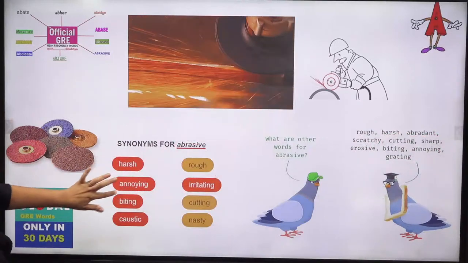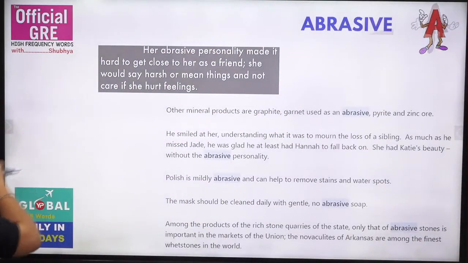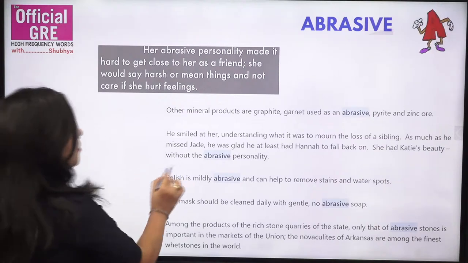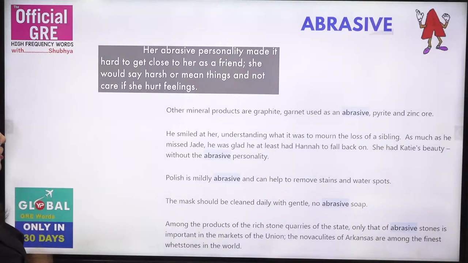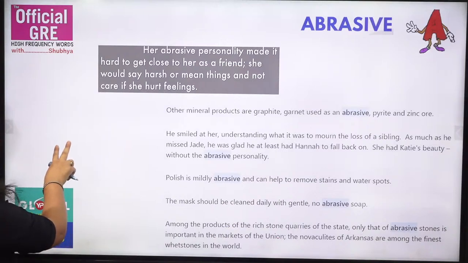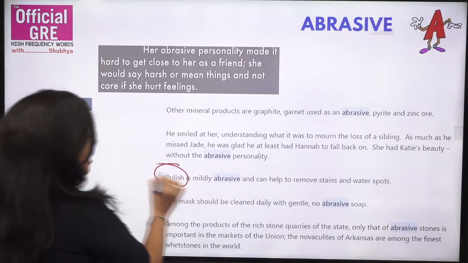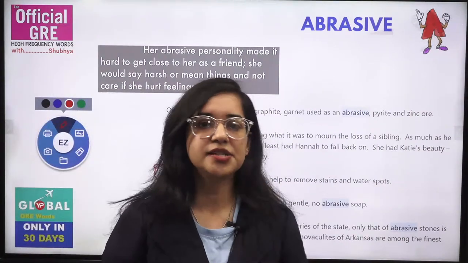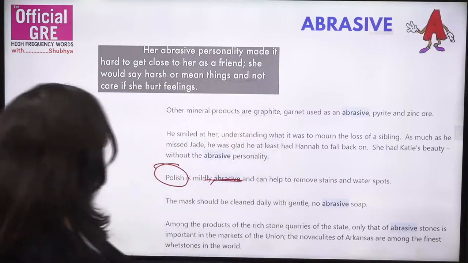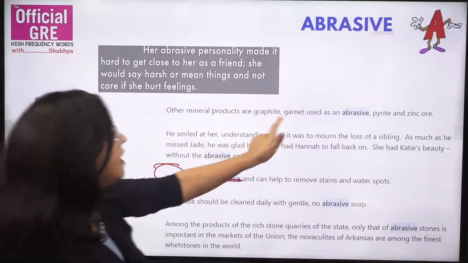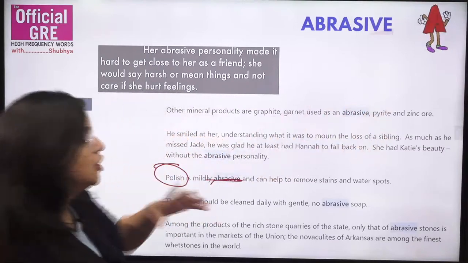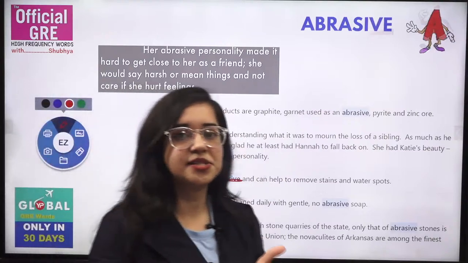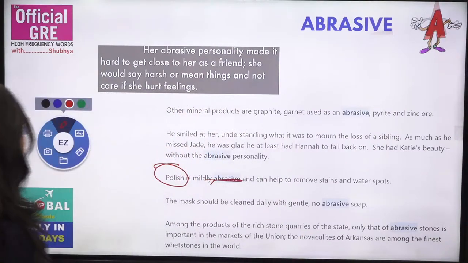So next is how you use this word abrasive in sentences. Now, first is: polish is mildly abrasive and can help to remove stains and water spots. So how it is there? Something you are rubbing, aap kya karte ho, kisi cheez ko ragad ke saaf karte ho. So that is done by an abrasive substance, right? Next is: other mineral products are graphite, garnet used as abrasive, pyrite and zinc ore. So there are some kinds of, you can say, metals and all that. How the things need to be cleansed and kis cheezo se hota hai, wo cheeze mention kiye jaate hain.